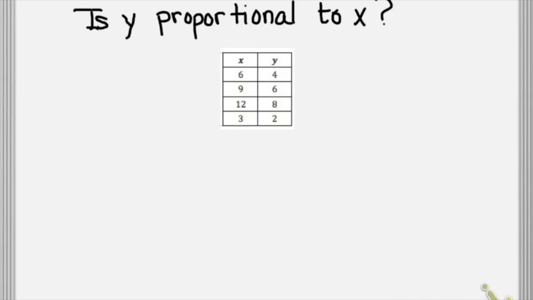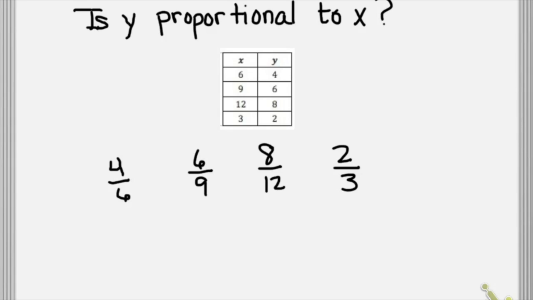Is y proportional to x? So for the given data, I have to ask myself, is y proportional to x? I have to create ratios for each of the given situations. So I'm going to create a ratio for each one. I'm going to have 4 over 6, 6 over 9, 8 over 12, and 2 over 3.